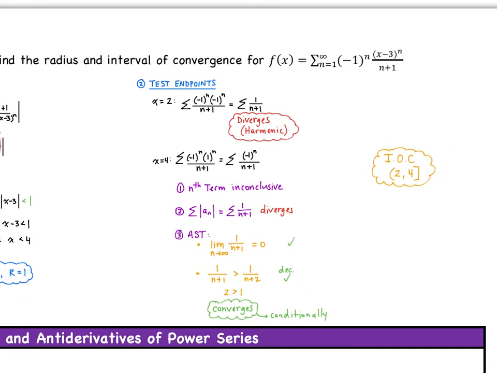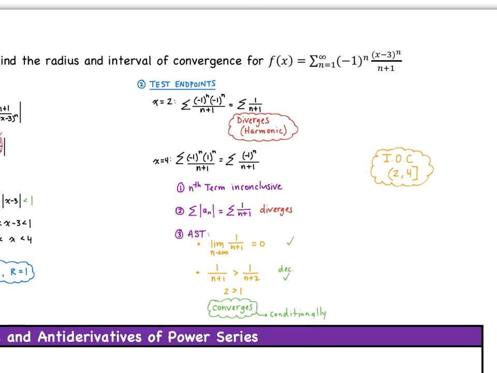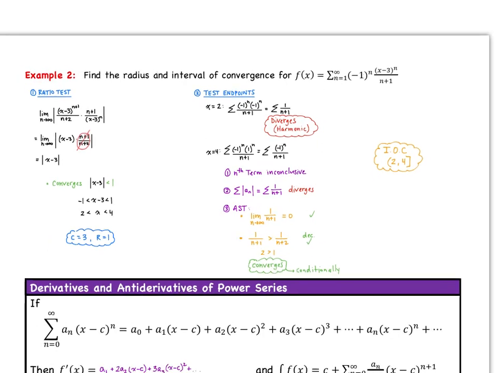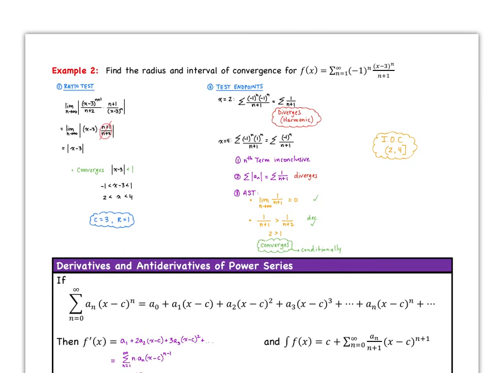So you should have gotten the interval of convergence to be a parenthesis at 2 and a bracket at 4. So here we have our final answer there. Okay? If you have any questions on this aspect, by all means, let us know.